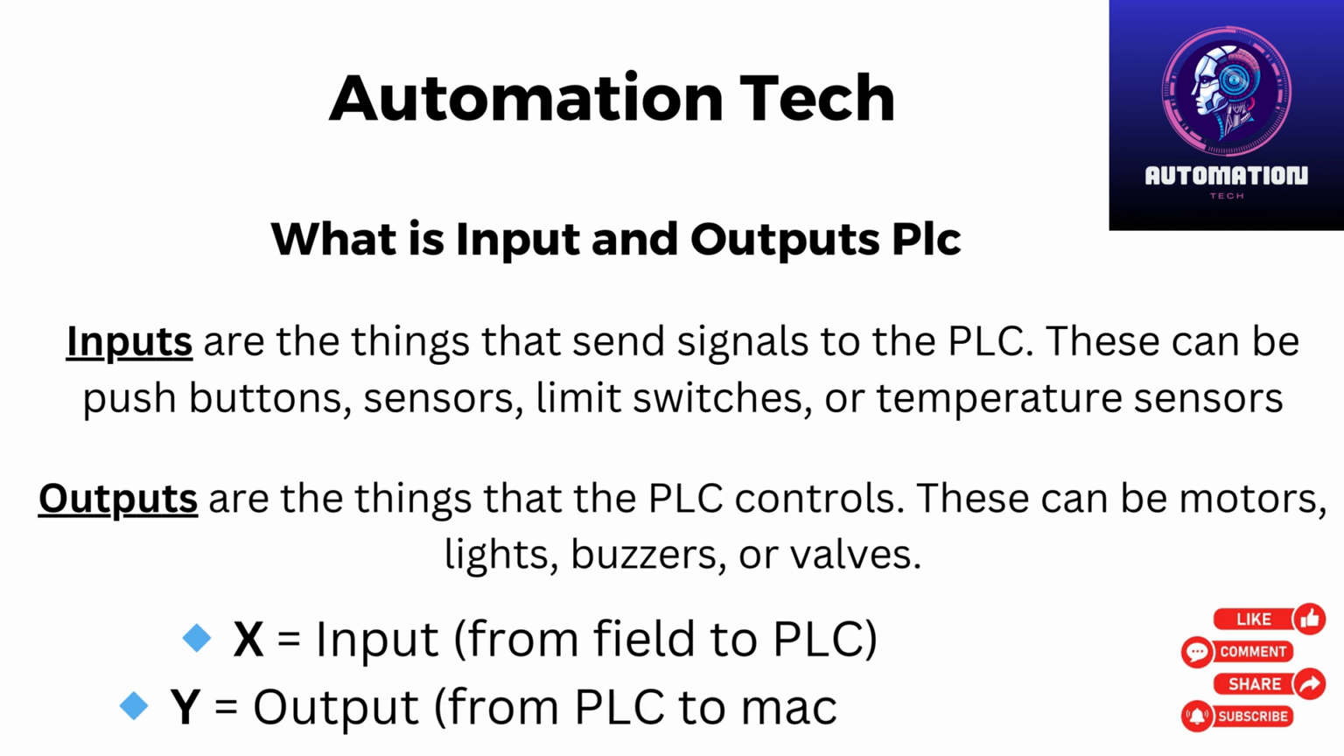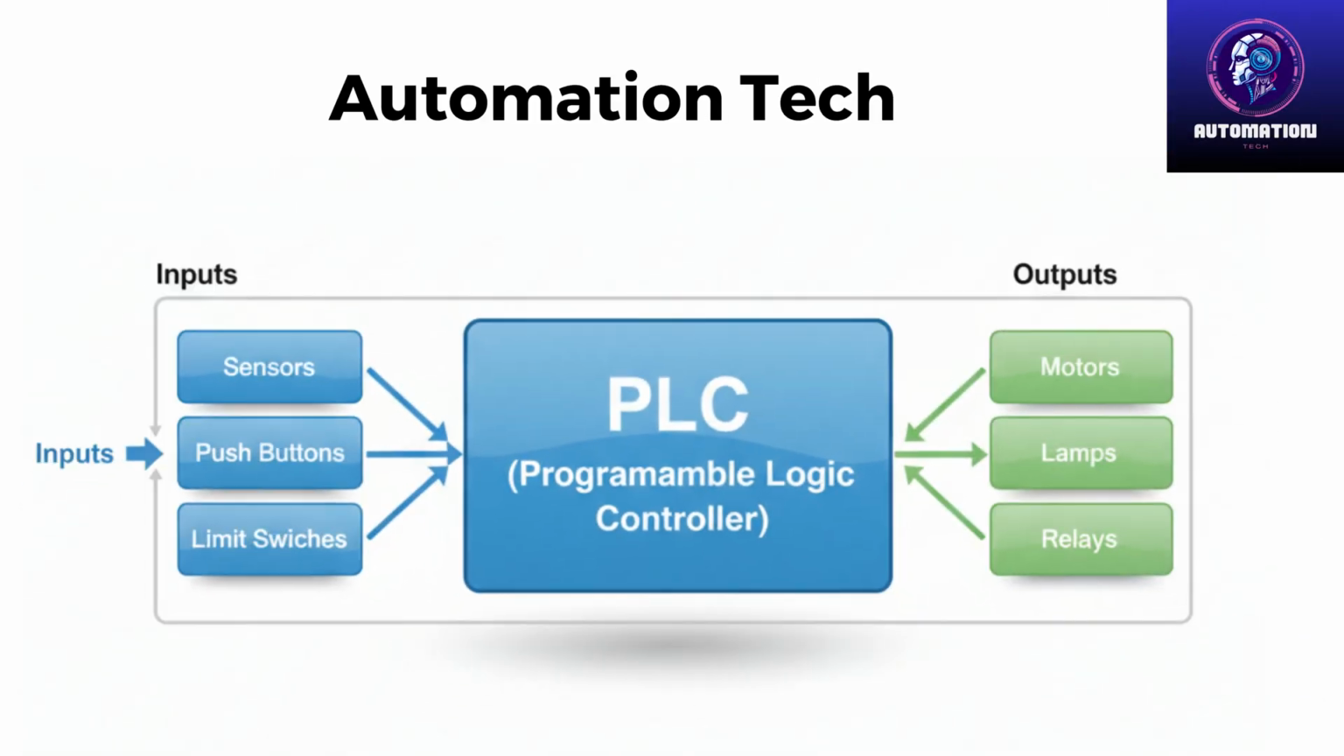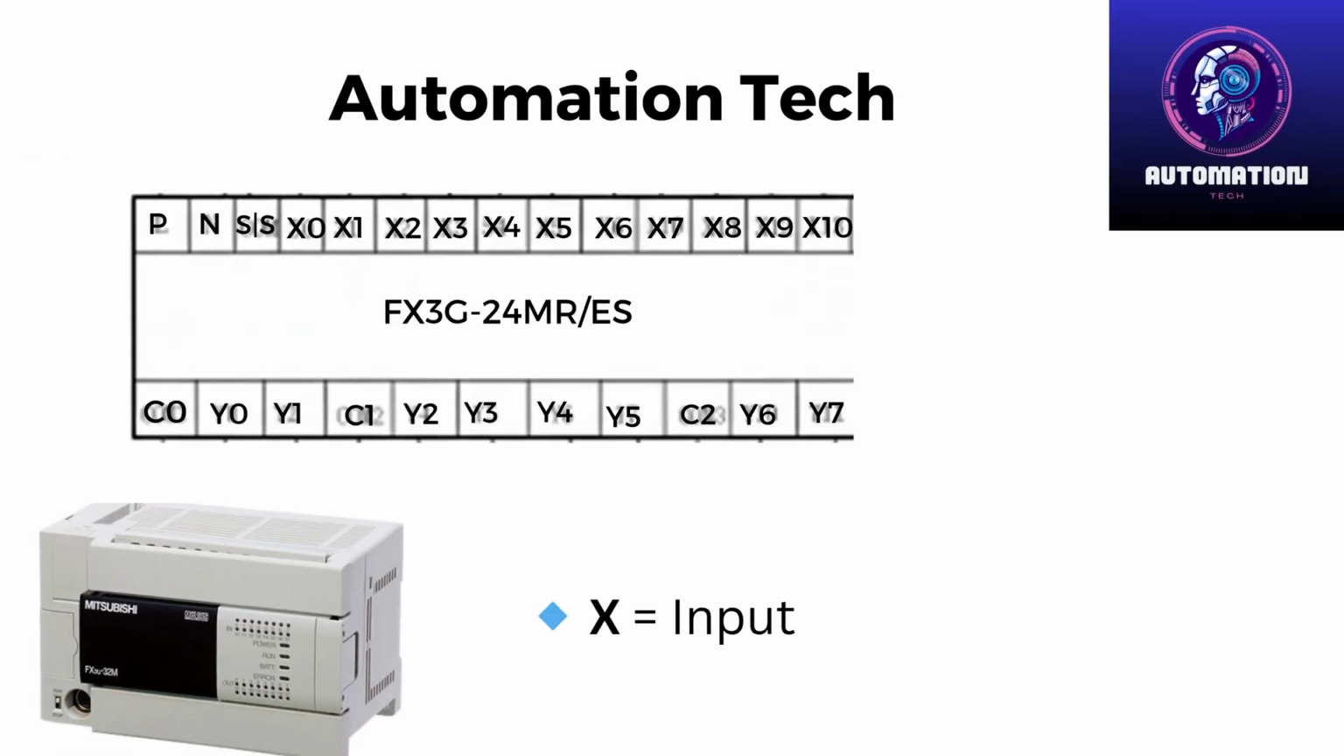Inputs of a PLC are represented by X, and outputs of a PLC are represented by Y. In this block diagram, inputs, like a push button or sensor, send a signal to the PLC. The PLC samples and processes that signal, then switches outputs, motors, lamps, or valves, on or off. That scan repeats continuously to control the machine. Here, X terminals are inputs and Y terminals are outputs.